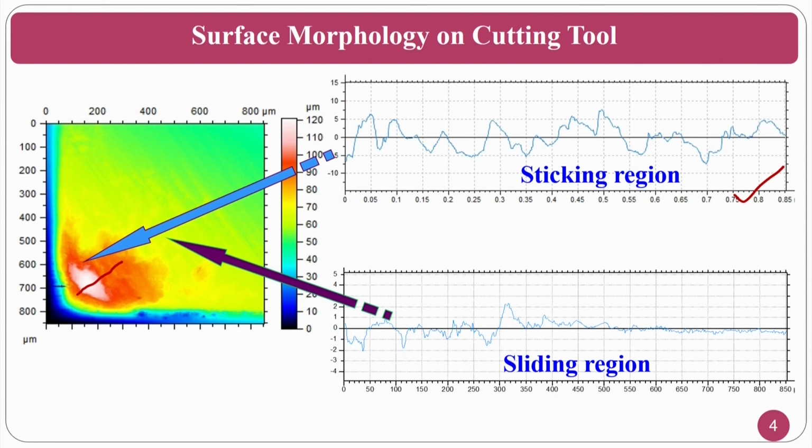Similarly, if you take the sliding region, you will get a profile like this, because you see a flat region in this. Gradually it tends to the parent material. This is how we are looking at it from the surface roughness point of view.